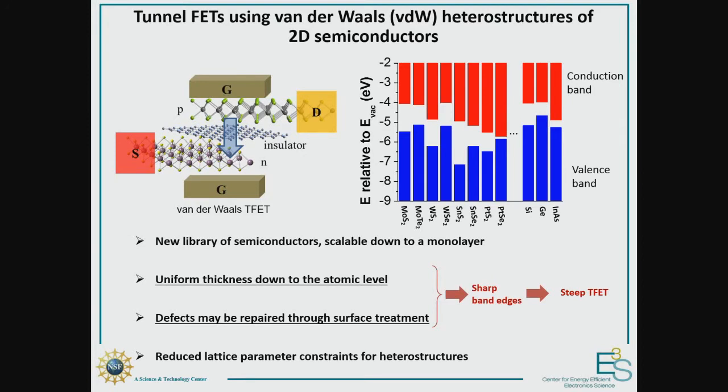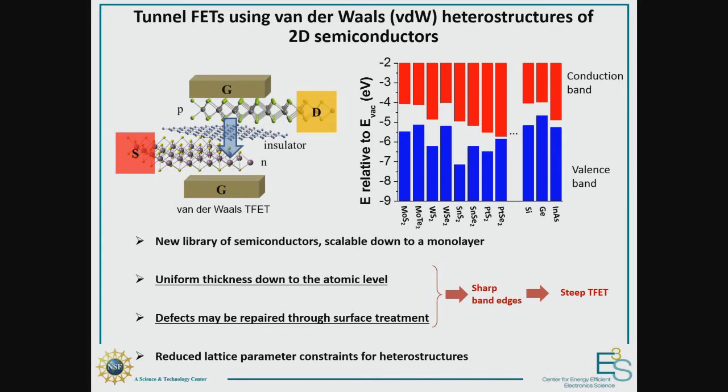These are materials where within each layer, the bonds are ionic or covalent. And between the layers, the bonding is van der Waals. The closest material that you probably know of that has similar properties is graphene and graphite, except that these materials are semiconductors. And there's a whole library of them. They have different band gaps, different band alignments. And really the unique feature is that you can achieve materials with thickness down to a monolayer with atomic level thickness uniformity.